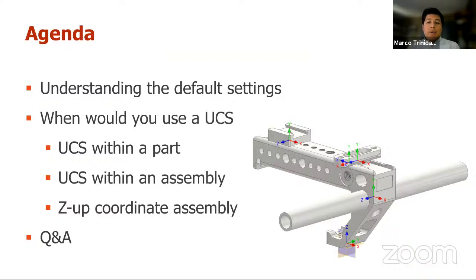We're going to start out with the default settings and how Inventor sets up your origin. That's going to help us move on to understanding how we could use it within our features and within our assemblies. We're going to start with UCS, how you can use it, how you can place it, moving on to how you can place it within a part, within an assembly, and using it for a constraint. And then finally, wrapping up with how you could use it to set a Z-up coordinate assembly or just reorient your assembly.